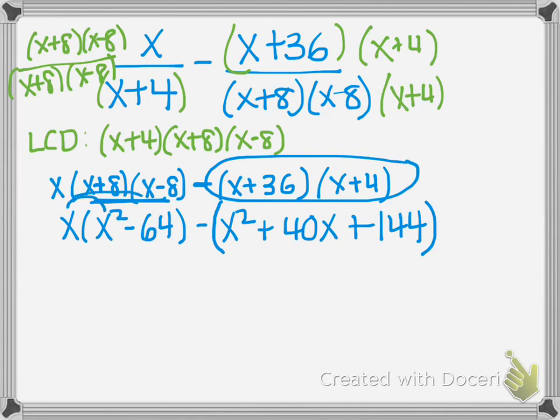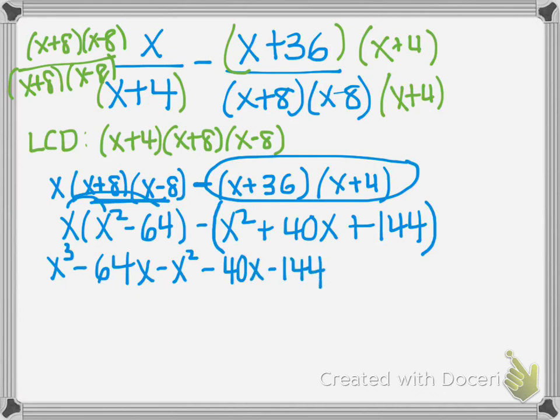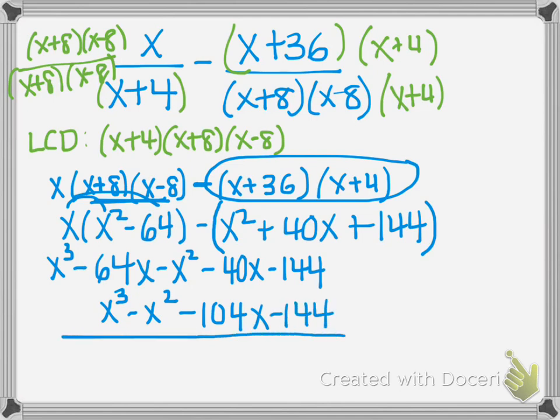I'm going to distribute over here and get x to the third minus 64x minus x squared minus 40x minus 144. Keep simplifying. X to the third minus x squared minus 104x minus 144. This isn't going to factor, so we are left with that as our numerator, and then we're just going to put in our 3 factors.